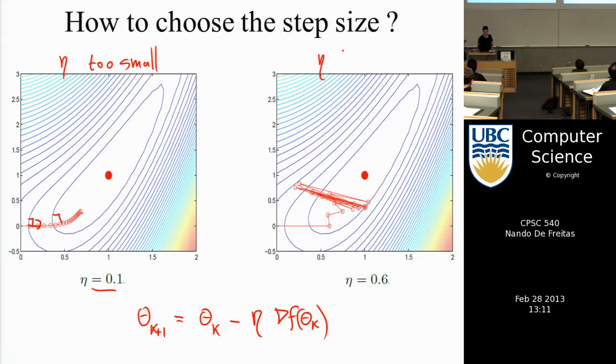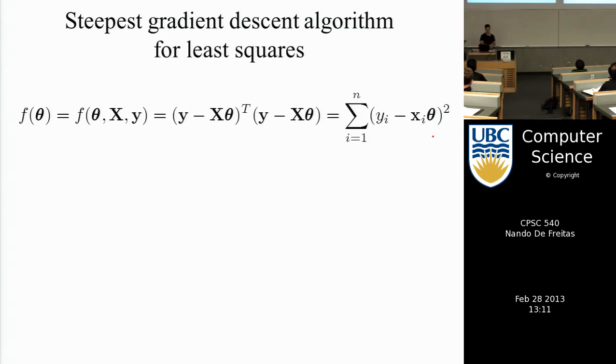In this case, eta is too large. And so if eta is too large, then what happens is it starts oscillating and it doesn't converge to the optimum. Okay. And in the rest of the class, we look at several strategies to deal with the choice of eta. Okay, so let's first see how we do gradient descent for linear regression.